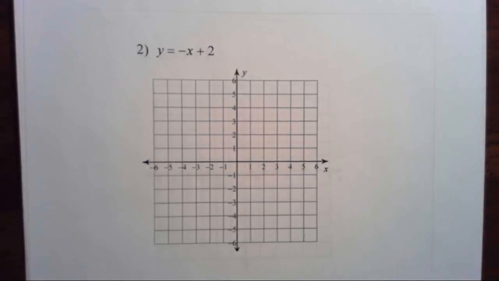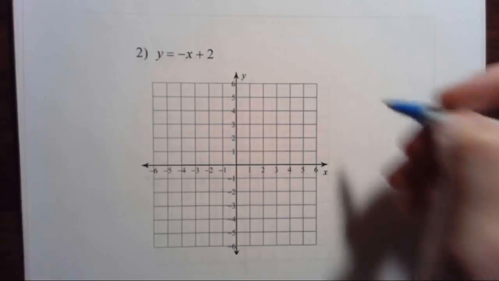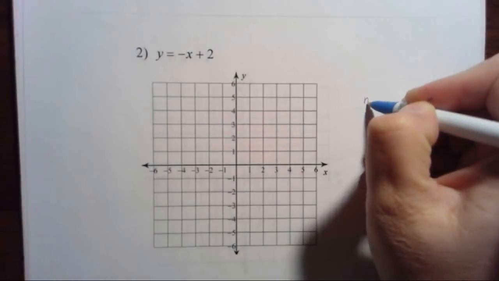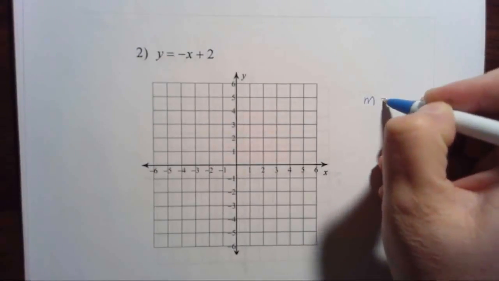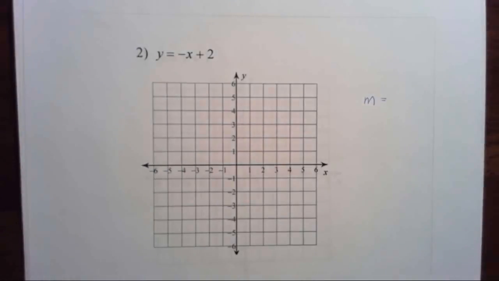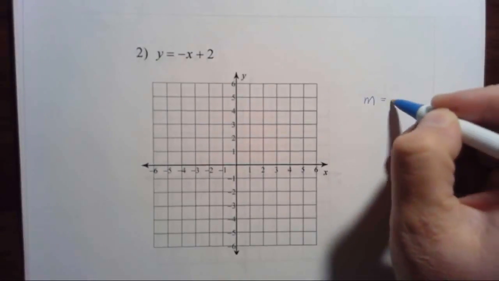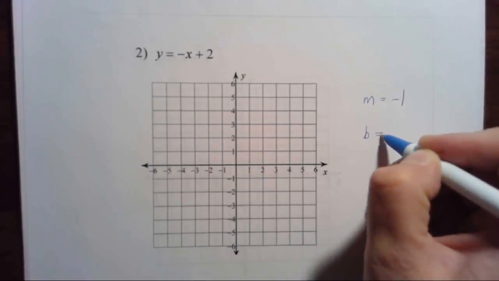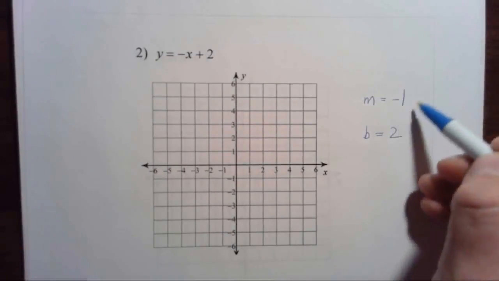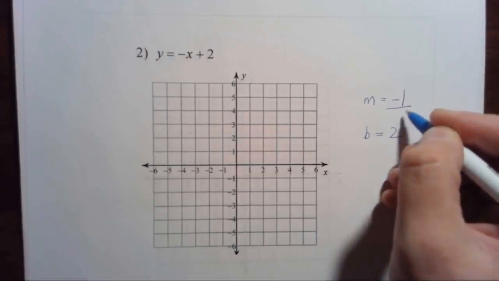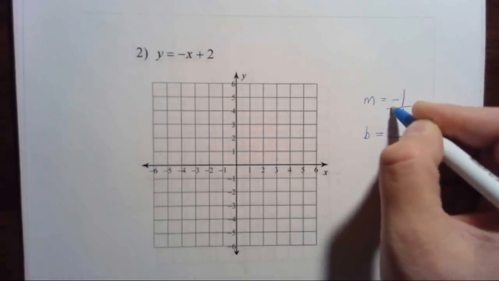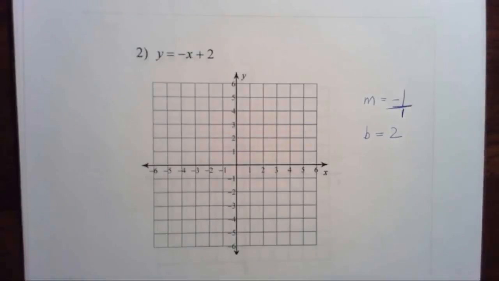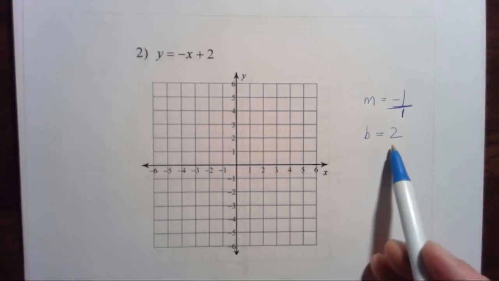All right, there you go. Negative x plus 2. Let's see if we can list slope and y-intercept. So slope, if you remember, is the number in front of x. There's really nothing there, but there is, right? That's negative 1. And y-intercept is 2. Once again, my slope is a whole number. Whenever it's a whole number, I can make it a fraction.